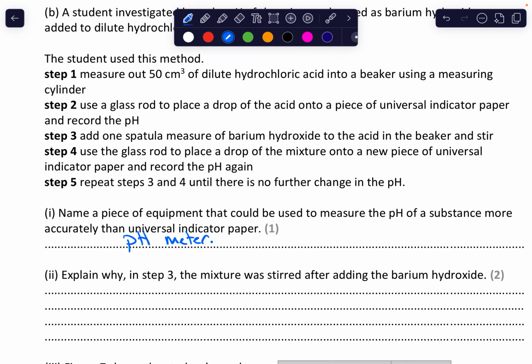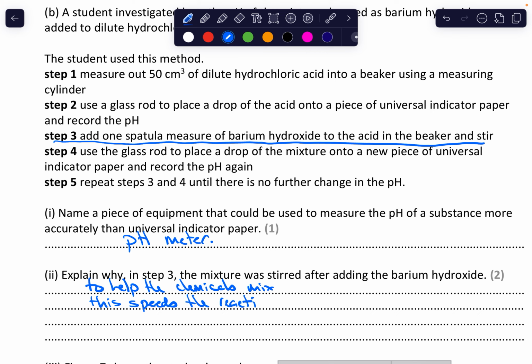So explain step 3 why the mixture was stirred. So we could just check step 3 here. And it says we add the barium hydroxide and then we stir it. And this is just to help the chemicals mix and to help them to react. Because it's 2 marks, here we can say to help the chemicals mix. And why do we do that? Because this speeds up the reaction. We're going to get 1 mark for each statement.